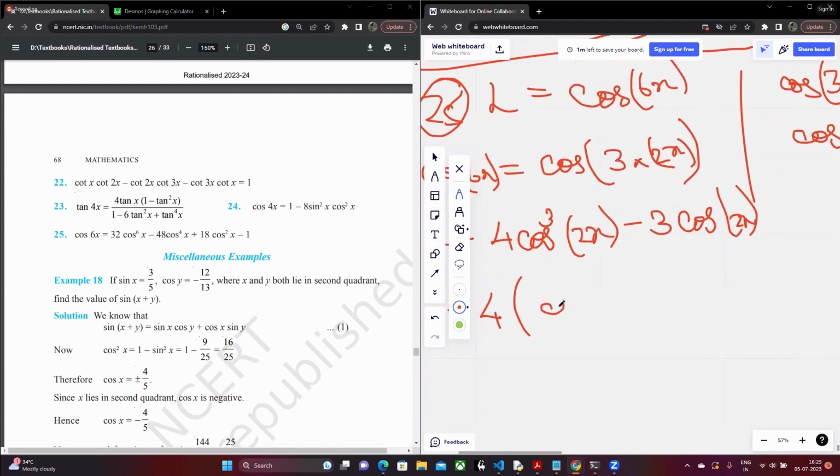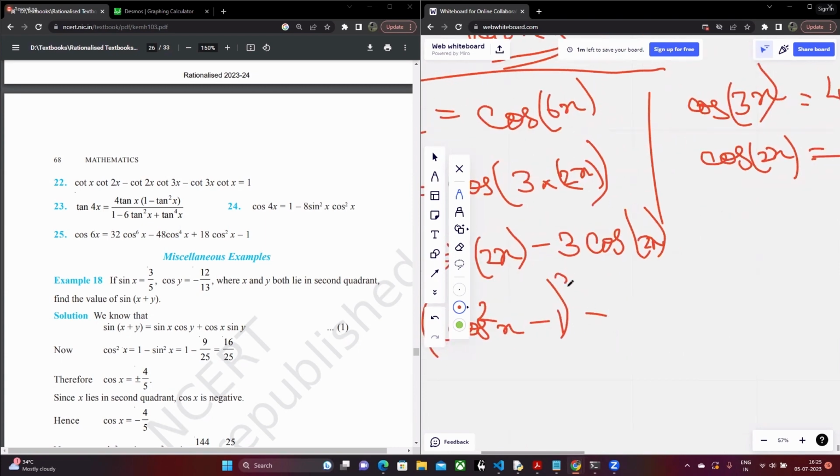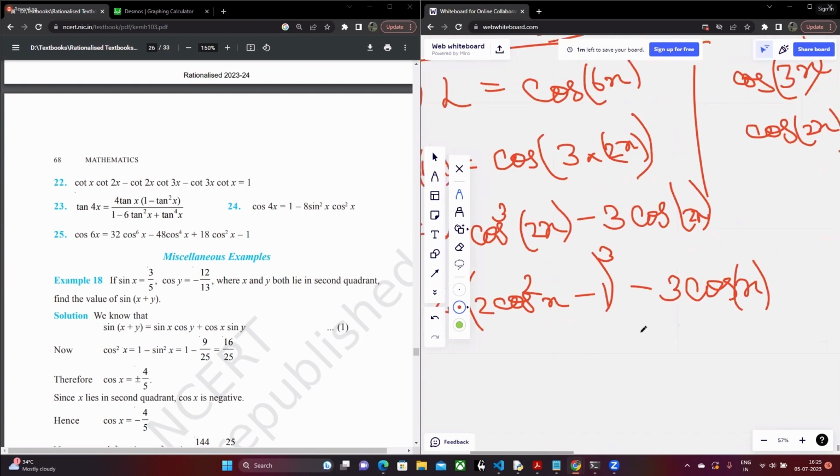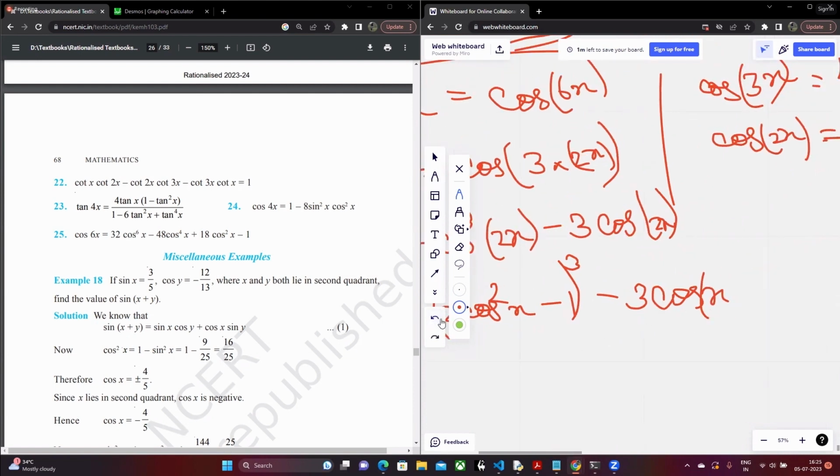This is going to be 2 cos squared x minus 1, the whole cube, minus 3 cos x. Right, you can't simplify cos x further. I'm sorry, this is 3 cos 2x, right? So this will be 3 into 2 cos squared x minus 1.